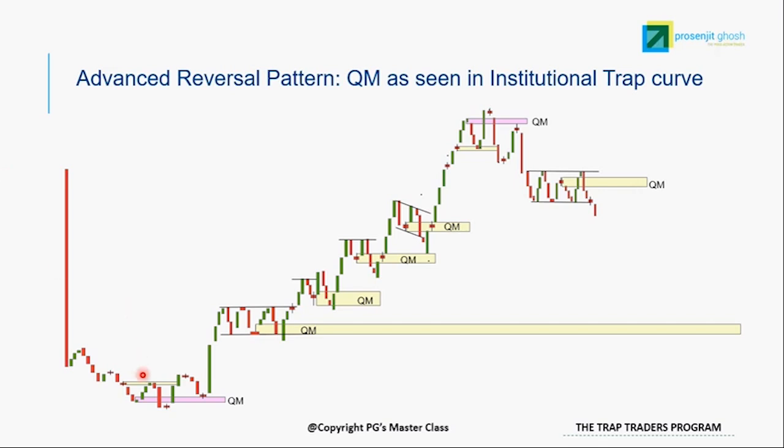So understand one thing, friends, once the trend changes, then the opposite QMs start forming in the chart, okay? So this is how the price starts moving down, okay? So again, the same sequence will start happening. One after another supply QM will form in the downtrend, which is happening in the institutional trap curve. We know the institutional trap curve, right? So this is how the supply QMs start happening one after another, high, low, higher high and lower low.